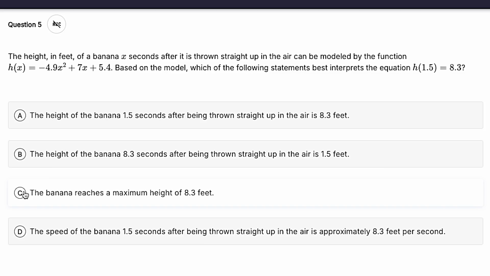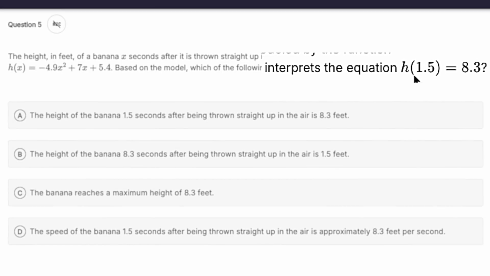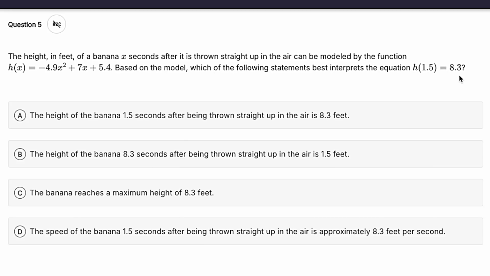All right, let's try one more. This one's a little bit more complicated, but we've got the same situation, more or less, right? We've got someone throwing a banana up into the air, but this time it's asking us to interpret function h of 1.5 equals 8.3. So pause the video and try this on your own first.